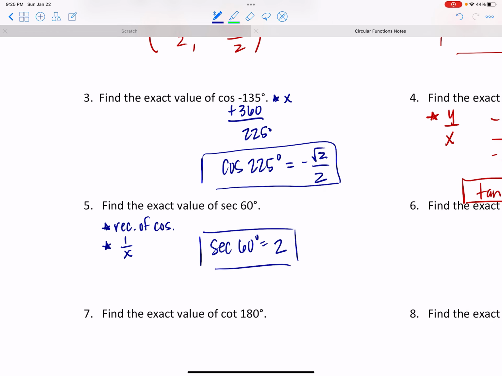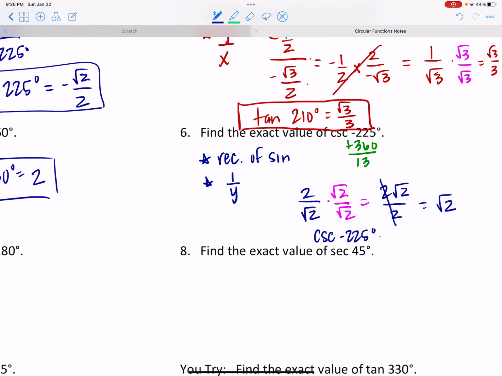So this is going to be 2 divided by radical 2. That gets rationalized: radical 2 times radical 2, and we end up with 2 radical 2 in the numerator and 2 in the denominator, so those reduce out to just a radical 2. So we're going to say that the cosecant for negative 225 degrees is exactly radical 2.